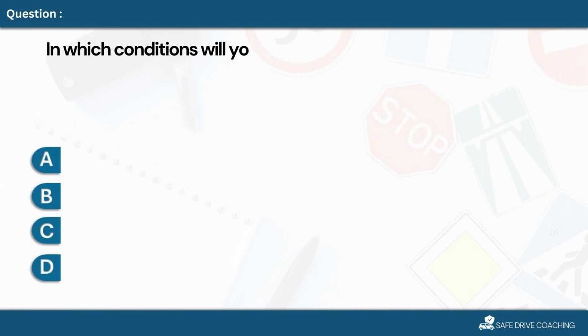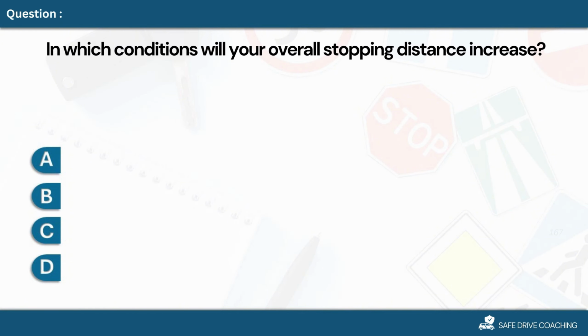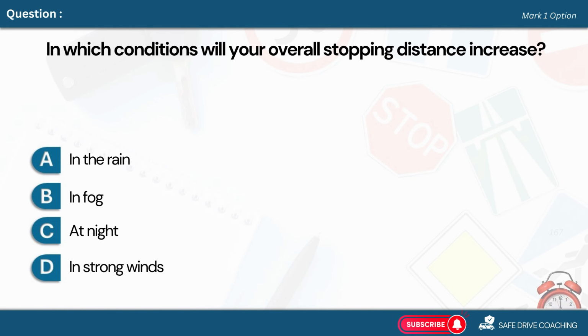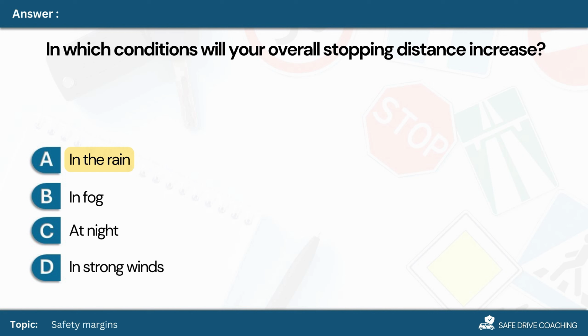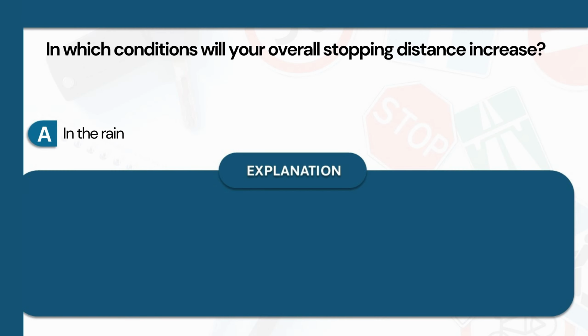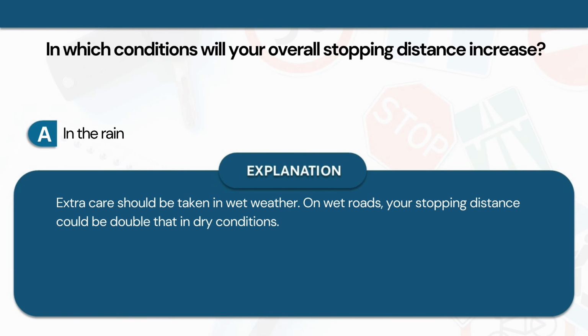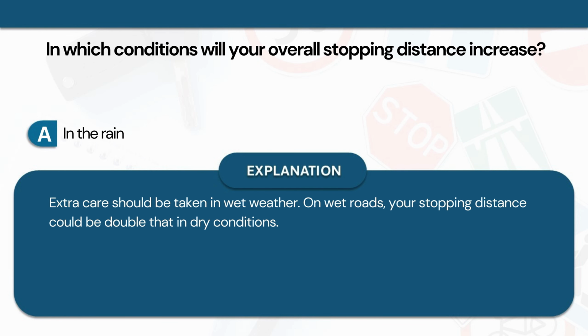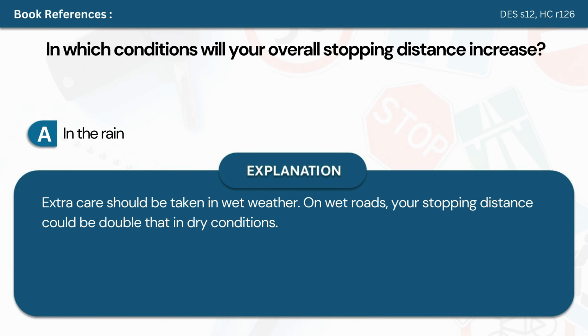In which conditions will your overall stopping distance increase? A. In the rain. B. In fog. C. At night. D. In strong winds. The correct answer is A. In the rain. Extra care should be taken in wet weather. On wet roads, your stopping distance could be double that in dry conditions.